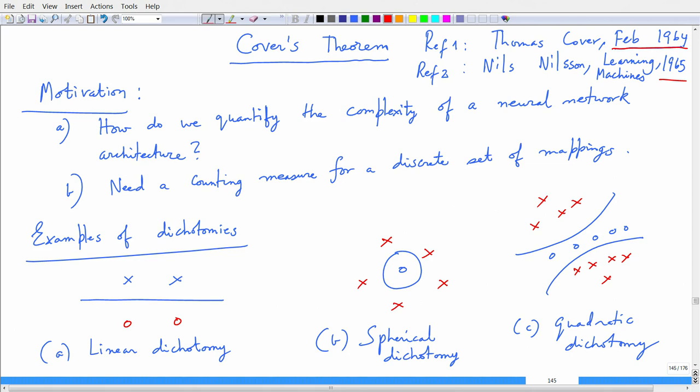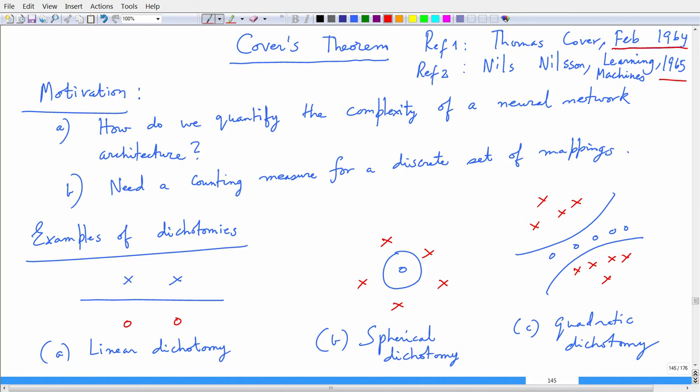How do we quantify the complexity of a neural network architecture? If I have to do a classification task, how can I quantify the complexity of a neural network architecture? For this, we need a counting measure for a discrete set of mappings. So, this is our motivation. Suppose I want to have linearly separable patterns, or I want to ensure linear separability. How can I quantify the complexity of this design?